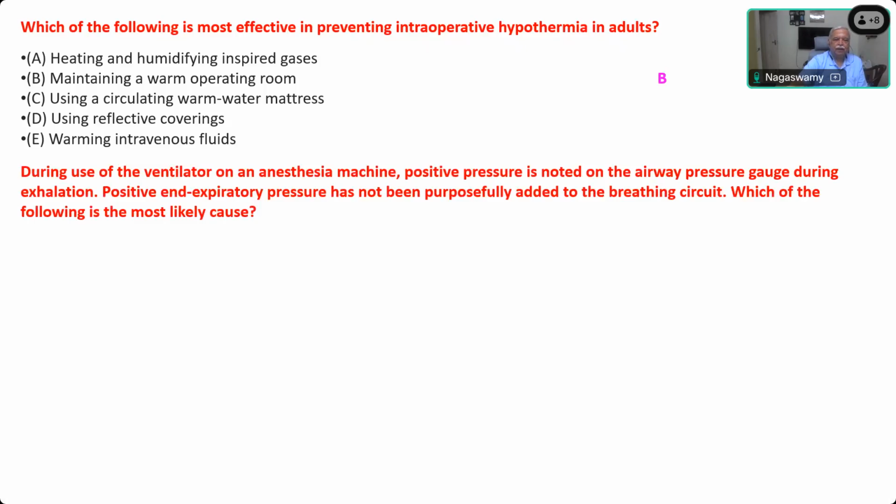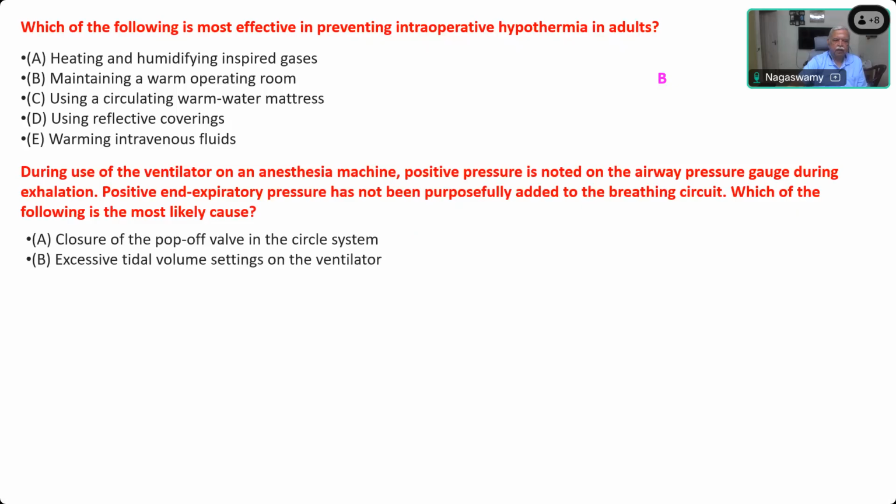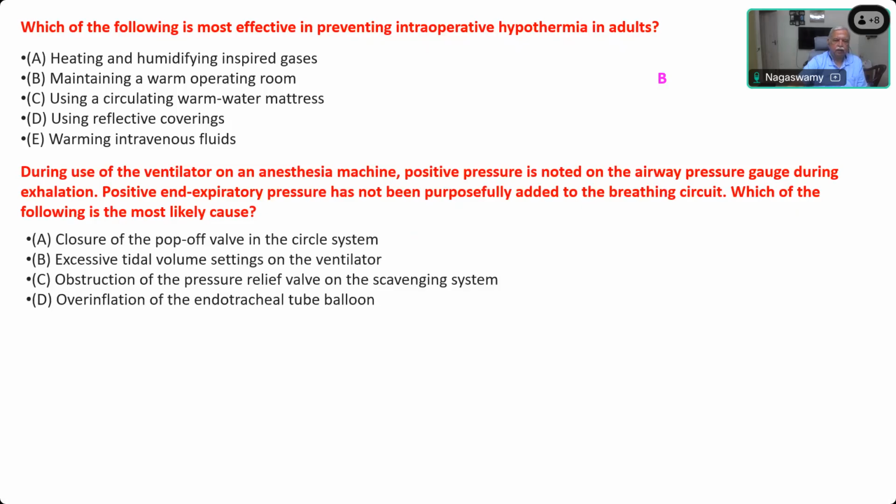Okay? So during the use of ventilator on anesthesia machine, positive pressure is noted on the airway pressure gauge during expiration or exhalation. Positive end expiratory pressure has not been purposefully added to the breathing circuit. So which of the following is the most likely cause for a higher airway pressure during exhalation? Closure of pop-off valve in the circle system, excessive tidal volume setting on the ventilator, obstruction of the pressure relief valve on the scavenging system, overinflation of the endotracheal tube balloon, tension pneumothorax.